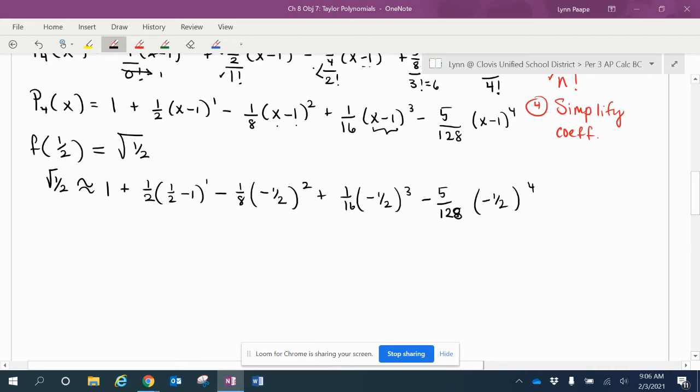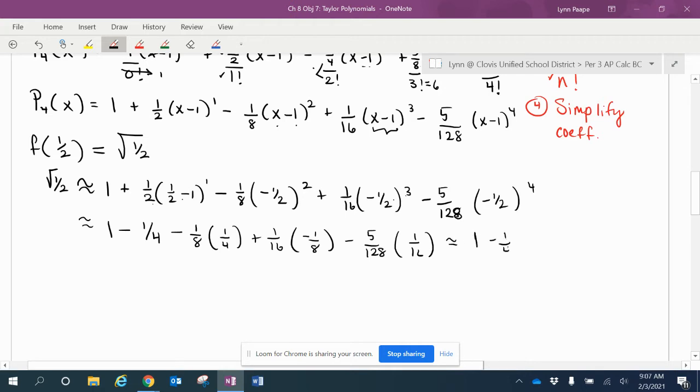So as much as I don't want to do this by hand, it is something I absolutely could do, right? So this would be 1, and then this is negative 1/2 times 1/2, and then minus 1/8 times negative 1/2 squared, which is 1/4, plus 1/16 times negative 1/2 cubed, which is negative 1/8, minus 5 over 128 times negative 1/2 to the 4th, which is 1/16. So this is definitely in my wheelhouse. I may not know how to find the square root of 1/2 without a calculator, but this is definitely something I can do.